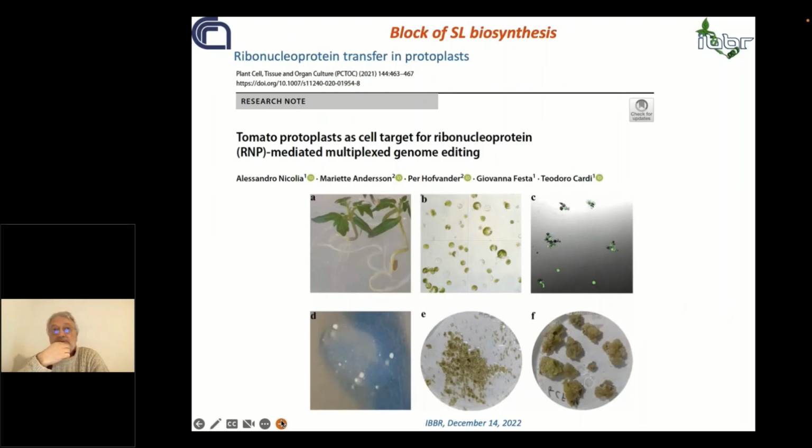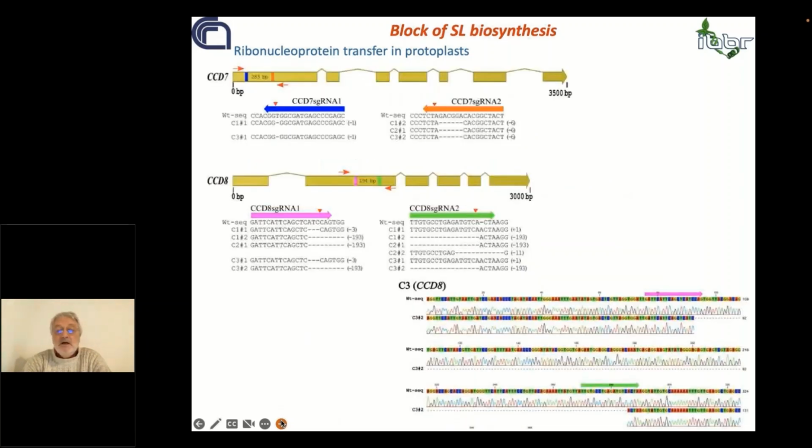Okay, I mentioned to you before that we used cotyledon explants for Agrobacterium-mediated transformation, but we also exploited alternative methods for editing, trying to have DNA-free editing. We transfected protoplasts with ribonucleoprotein complexes, and we also assessed the effect of multiplexing using 2 genes at the same time. In this case, we used two guide RNAs for each gene, and we transfected with the 4 guide RNAs at the same time, complexed with the Cas.